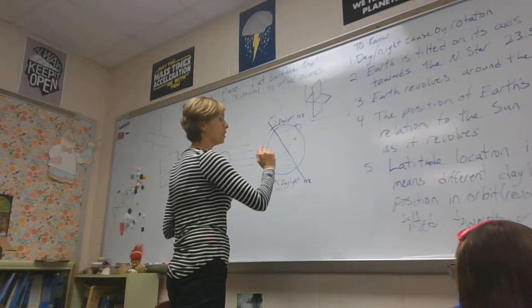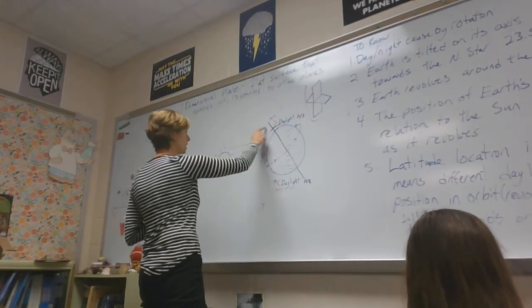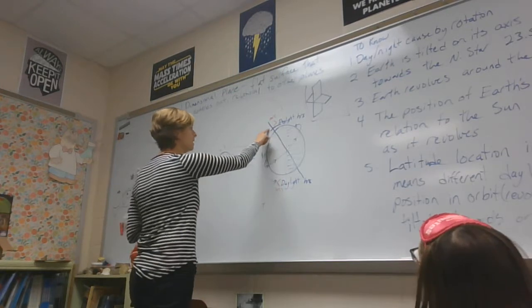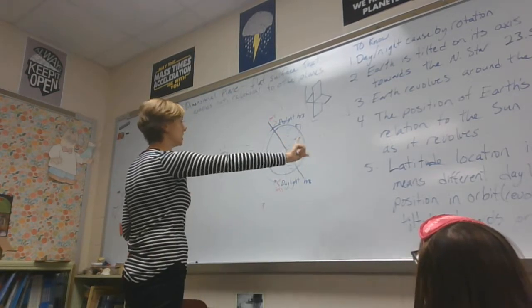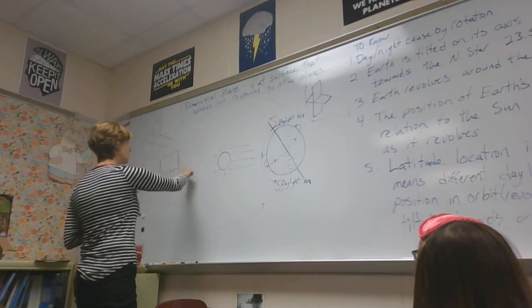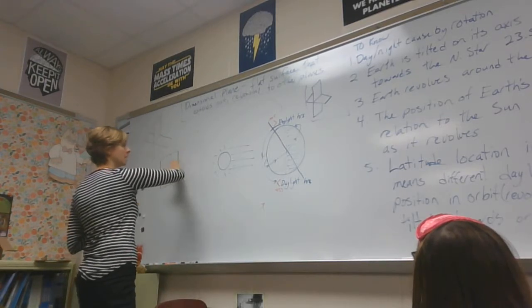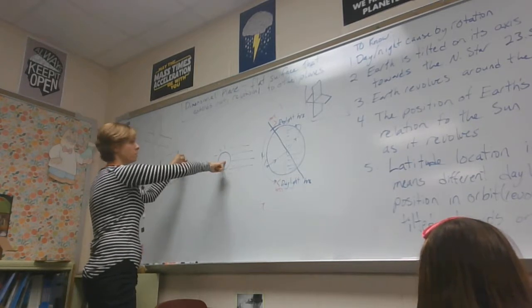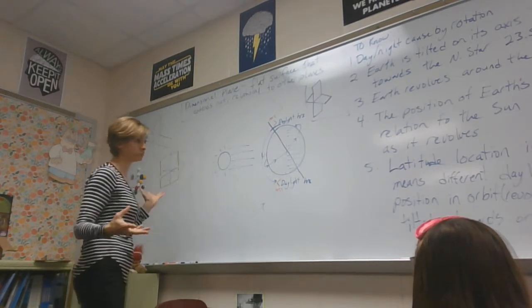And then the position of the Earth's tilt in relation to the sun. So I have the sun, and I can see the Earth's tilt is towards the sun in this position, but it also changes as it revolves. So when it's in this position in its orbit, it's still tilted in the same direction, but in relation to the sun, the North Pole is away from the sun.